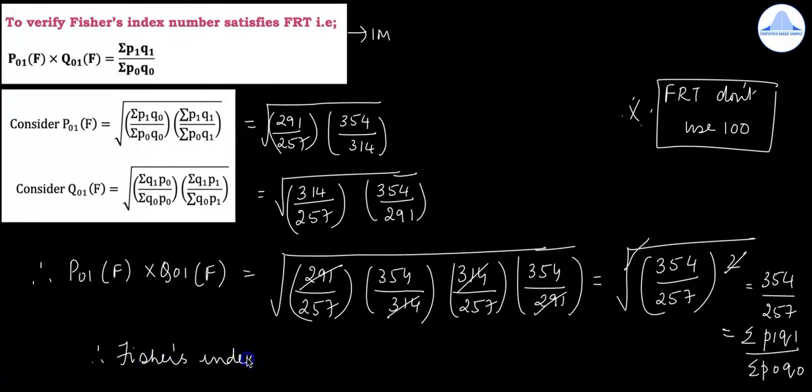Fisher's index number satisfies FRT. So this entire process will carry 3 marks.